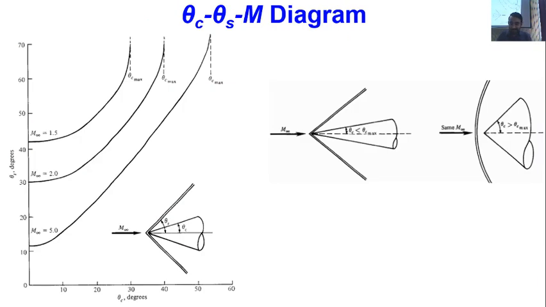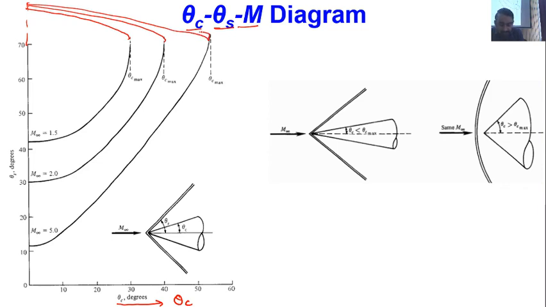Now, the way we had the theta beta M diagram, in a similar fashion I can have a theta c cone angle, theta s shock wave angle, and M diagram. You can see this is M infinity, this is theta s, and this is theta c represented over here. Along this direction I have the variation of theta c. One important point here: the text from where I have taken this curve has not shown the other part of the curve. The other part of the curve is something like this, which they have not shown.